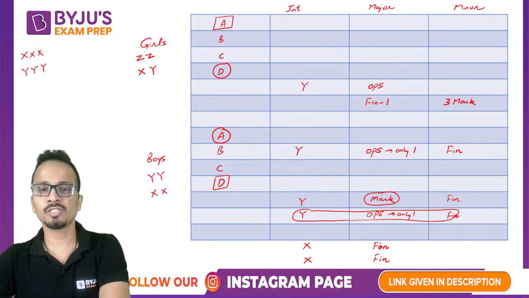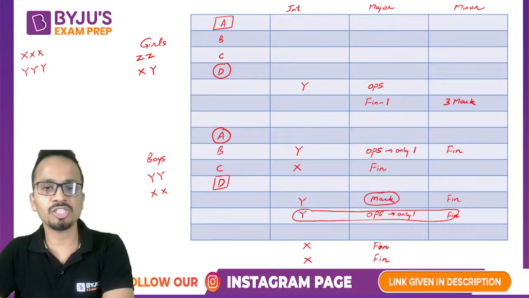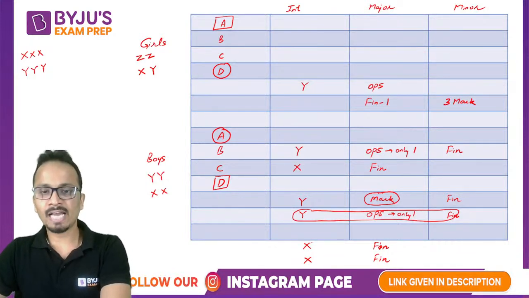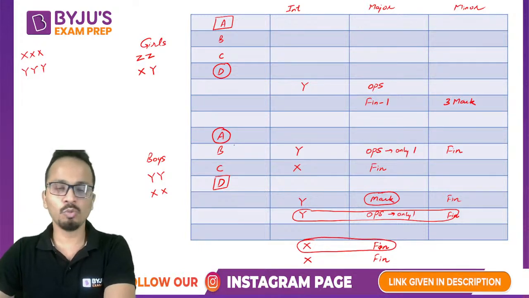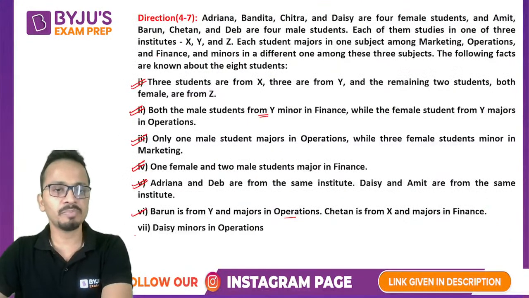So Chetan is from X and Chetan majors in finance. All right. I have fed this piece of information as well. We are clear up to this point? Okay. So one finance is done. So this is done. Now I'm left with two boys, A and D. Let's look at the last statement.